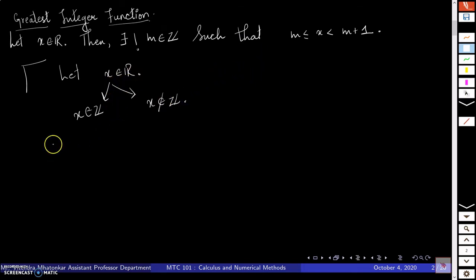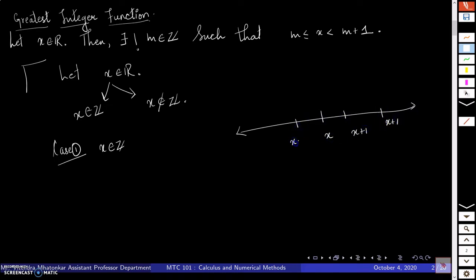So if I look at case one, supposing x is an integer. If I draw the number line, and supposing these are my integers, supposing this is x and this is x plus 1, this is x plus 2, and so on, this keeps on moving, and I have integers on the left of x as well. So if x is an integer, it is here. So I can choose my m to be x itself. What we have shown is there is an integer m which is equal to x itself such that x is less than or equal to itself and it is strictly less than x plus 1. So if x is an integer, the statement which I have written here makes sense, because corresponding to this x, I can find an integer m which is x in particular, which satisfies this condition.